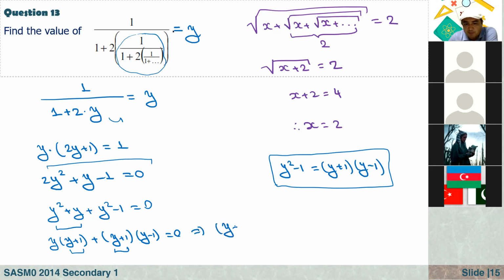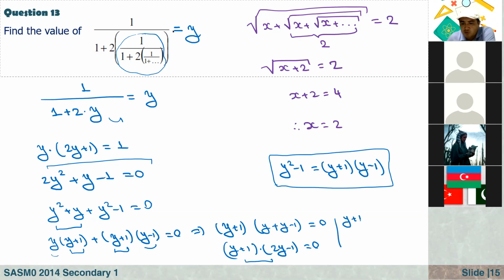I can write it as y plus 1. Here we have y, and here we have y minus 1. Y minus 1 is equal to 0. Or if you simplify this, y plus 1 times 2y minus 1 is equal to 0. So when the product of two numbers is equal to 0, if and only if at least one of them is equal to 0, that means that y plus 1 should be equal to 0, or 2y minus 1 should be equal to 0. So from here, y is equal to negative 1, or y is equal to 1 over 2.